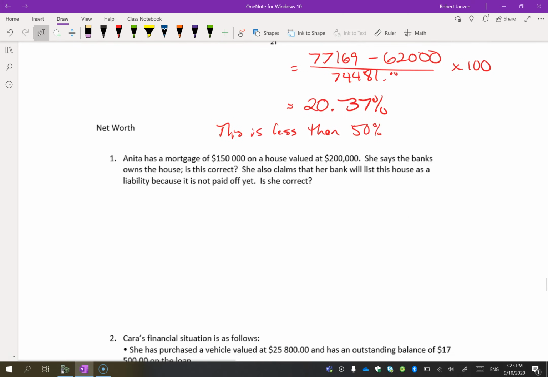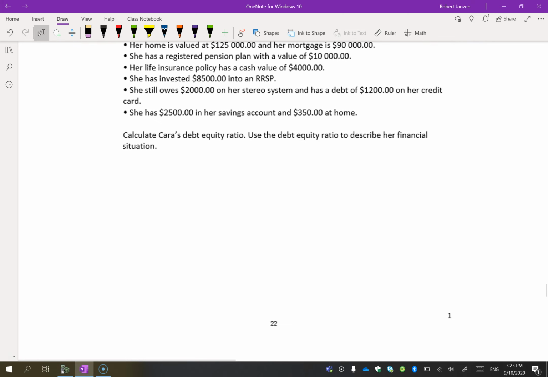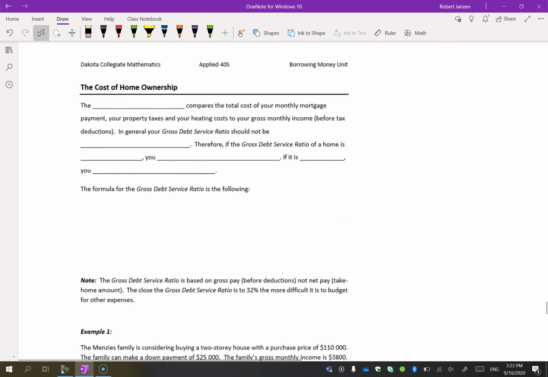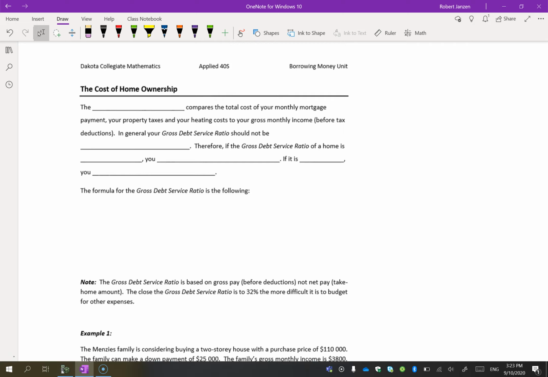Go ahead and you can do this sheet here for homework. I think that's all I'm going to give you. Just want to double check here. Yeah. So you can do this worksheet. All right, and we will do this lesson next time.